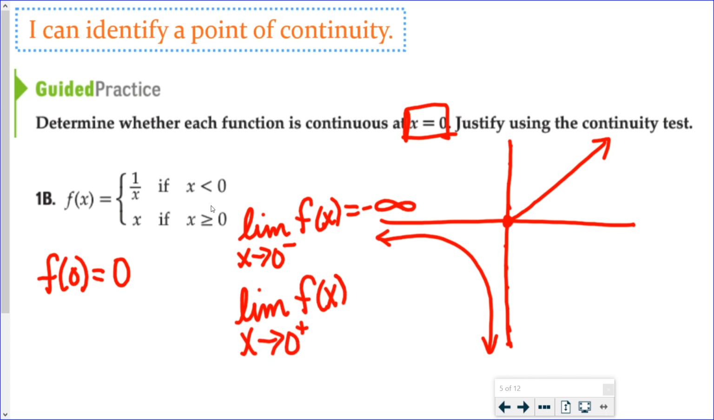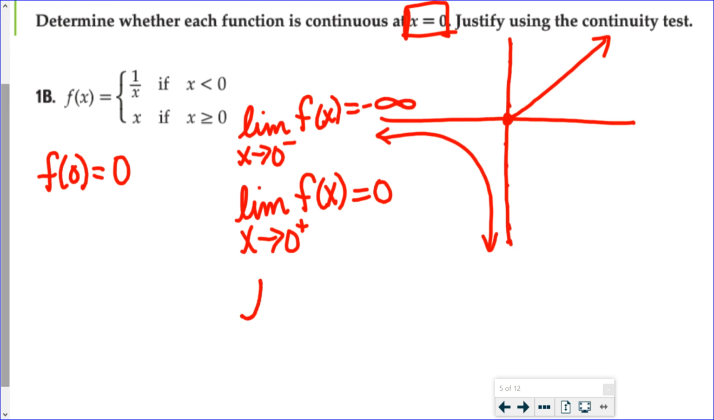All right, let's look at our right-hand limit. So now we're looking at the right part of our graph. As x gets close to 0 from the right-hand side, what's happening to those y values? They are getting close to 0. So now here's our question. Does the left-hand limit equal the right-hand limit? No, one's going to negative infinity, one's going to 0. So they're going to two different places.